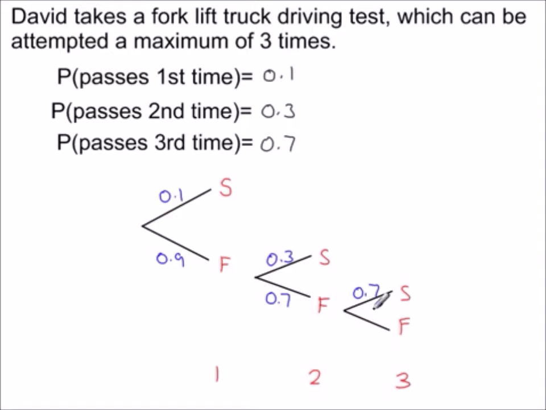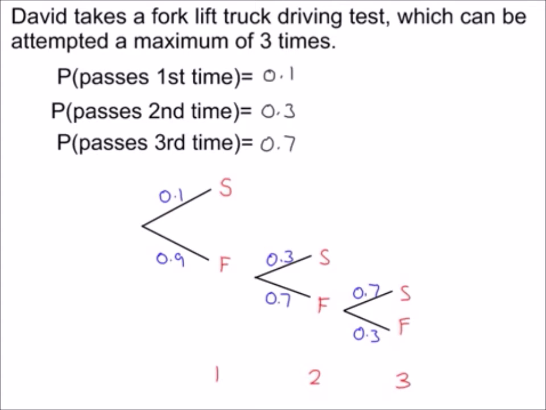0.7, and 0.3. The probabilities added together for any of these V-shaped symbols on a tree diagram should always be 1. So these two add up to 1, these two add up to 1, and these two add up to 1. So what's the probability overall that he passes, that he's successful?